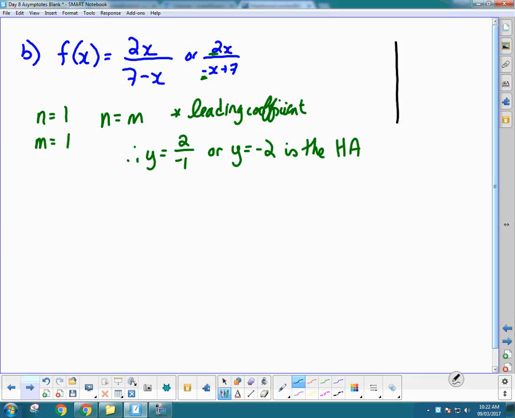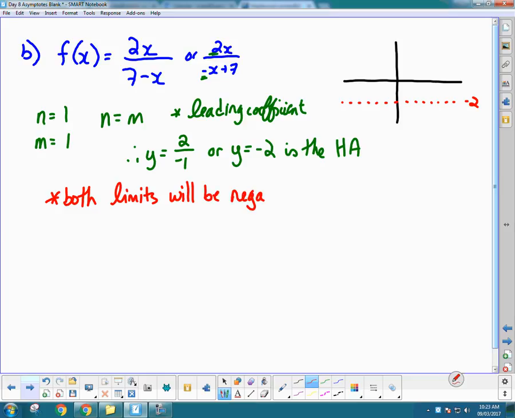So in a moment, we can think of this graph, and there'll be a horizontal asymptote down here at negative 2. But again, if I just put in negative or positive infinity, the answers are going to be negative because we're down at negative 2. And it won't tell me if it's coming from above or below. So I can just make a note of that. Both limits will be negative since the horizontal asymptote is at a negative number.